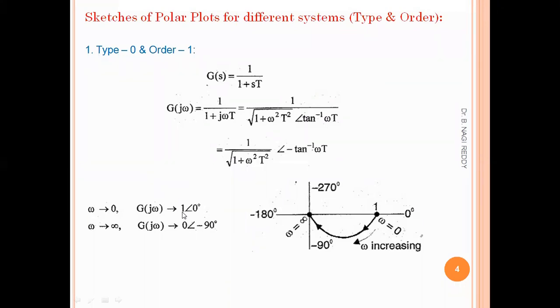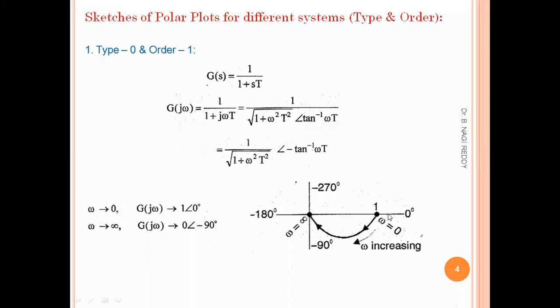Of course, square root of 1 is nothing but 1. So that means 1 by 1 will give 1 as the magnitude. So when omega is 0, the magnitude will be 1. Similarly, calculate the angle also. Tan inverse 0: because omega is 0, tan inverse 0 will become 0 degree. Whether it is minus or plus won't bother us. So if you substitute omega is 0, then G of j omega becomes 1 at an angle of 0 degree. That means at omega 0, the magnitude is 1 and the angle is 0 degree.